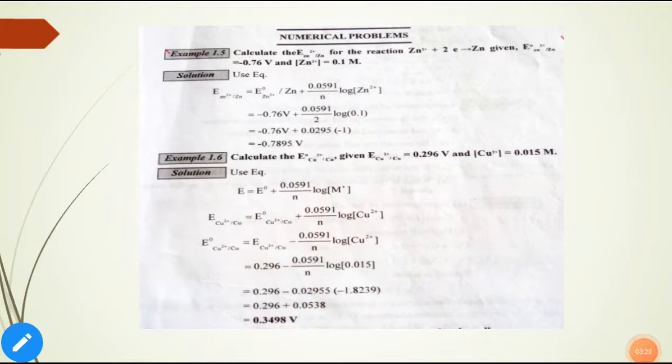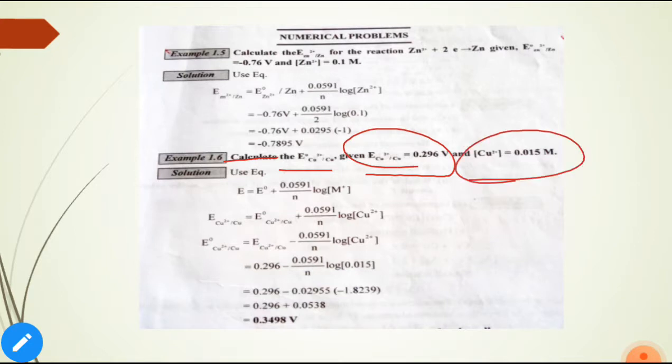Next you have to consider the second problem. Here calculate the E naught, which means we are asked to calculate the standard electrode potential. Here the electrode potential value is given, that is 0.296 volt, and the copper ion solution will be 0.01 molar concentration. Now we have to first write the Nernst equation, that is E is equal to E naught plus 0.0591 divided by n log of Mn+.